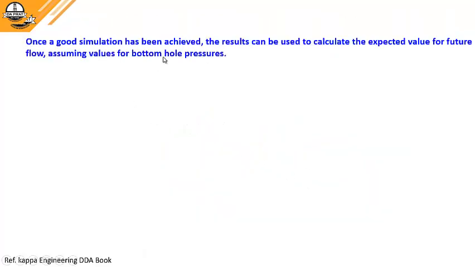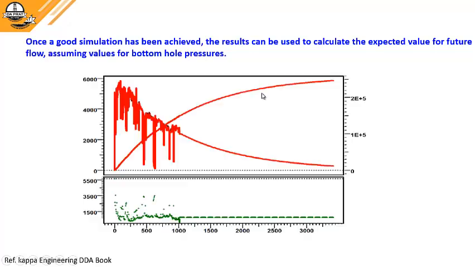And once a good simulation has been achieved, a good match, the results can be used to calculate the expected value of future flow, assuming values for bottom hole pressure. In this case, we're trying to, let's say, compete with the classical decline curve analysis. That is an idea also that we will see later, how to get a forecast on the rates.